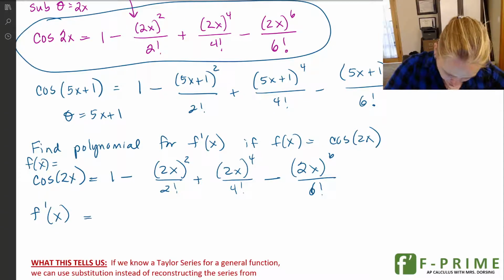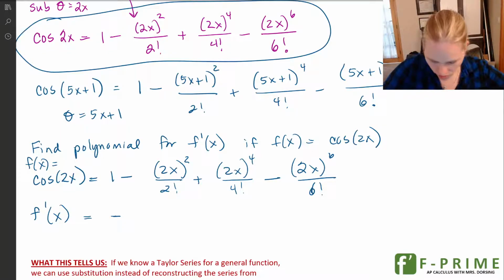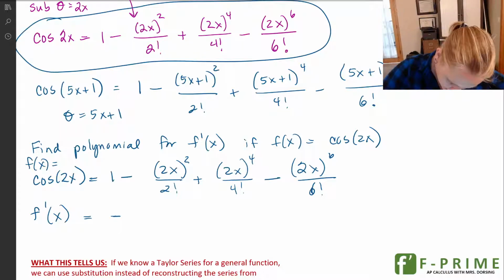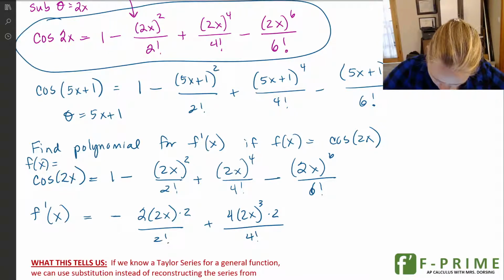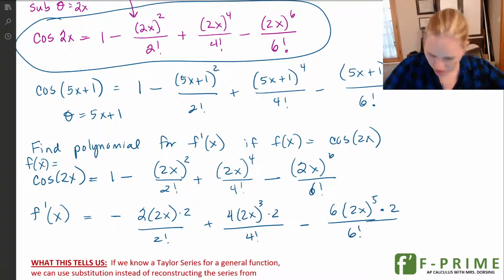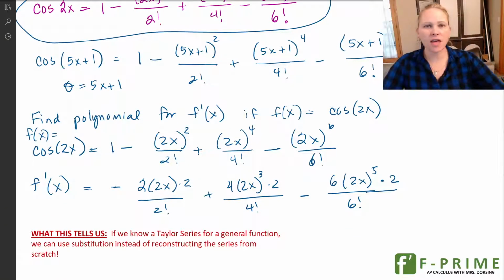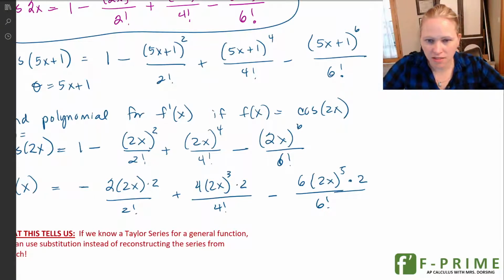is literally the derivative. So, hey, 1's going to go away, it's a constant. But then here I'm going to have negative, I'm going to multiply by 2, but I'm going to have some chain rule going on too. So be careful, I've got to multiply by the chain rule. So I'm going to have 2 times 2x times 2 over 2 factorial plus 4 times 2x cubed times 2 over 4 factorial minus 6 times 2x to the 5th over 6 factorial times 2, that chain rule of that inside. And if I just simplify that, then I've just done my derivative. So really it turns into this nice, easy little thing.